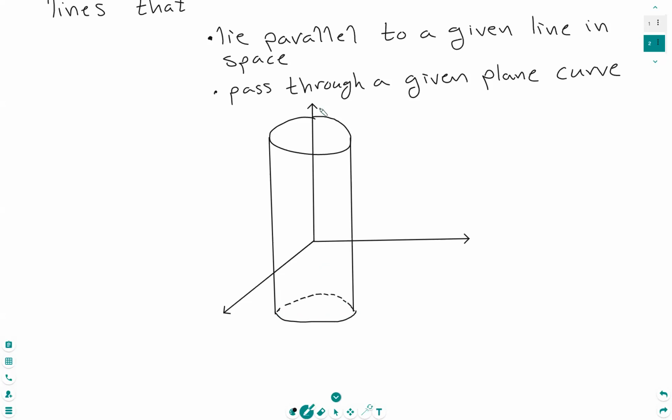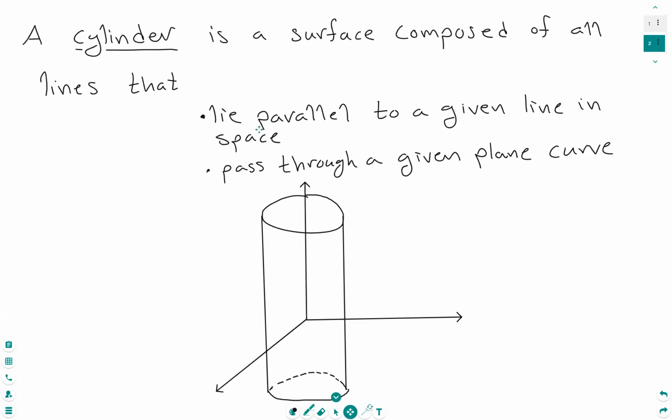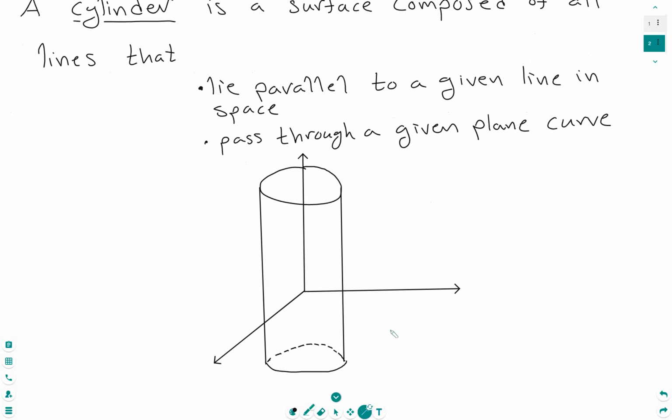Well, does this meet the criteria that we've listed up above? So a cylinder has to be the collection of all lines where they lie parallel to a given line in space. Right? Well, they're certainly all parallel to a line that's vertical. They also have to pass through a given plane curve. Well, the plane curve that they all pass through is this circle curve. So if I go from here out to here, I end up passing through this, but I'm still parallel with the vector that's pointed straight up. So yeah, the conventional idea of a cylinder is basically the equivalent of a math cylinder, but there's more.